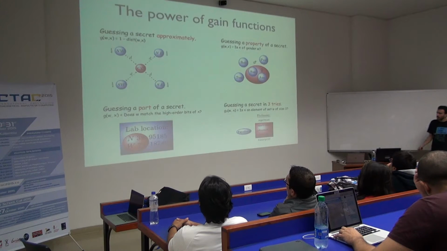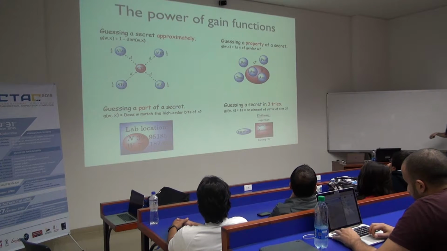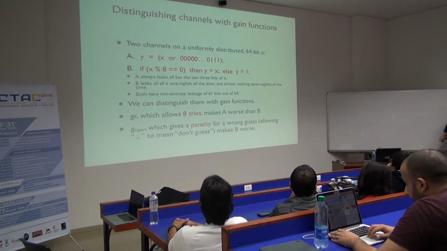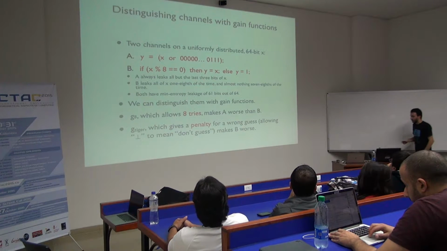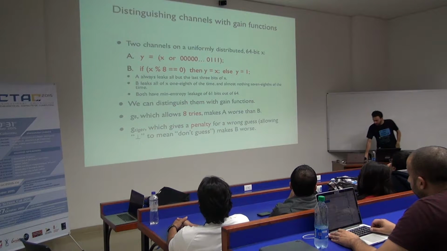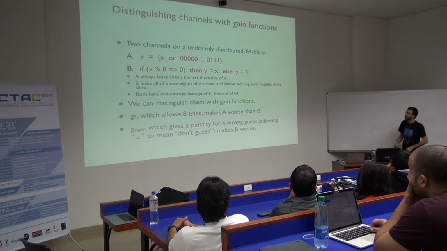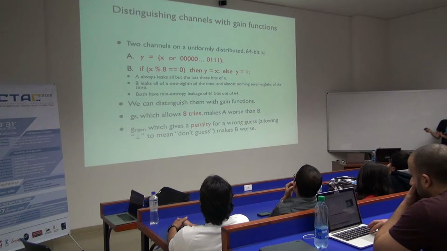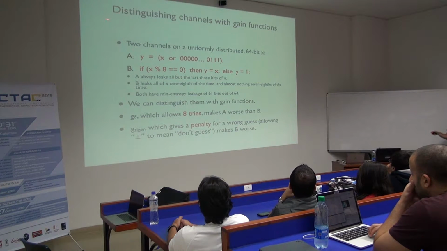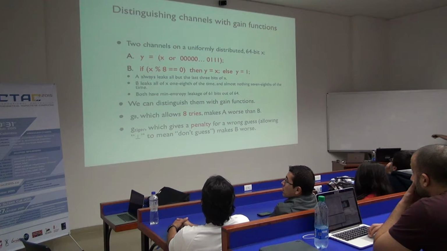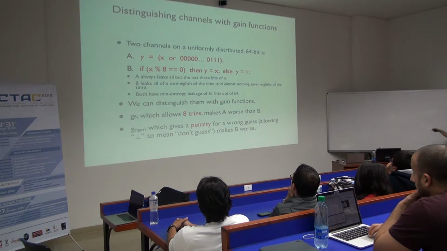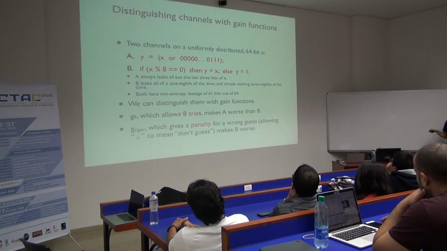All right. So already we saw different scenarios that can be modeled with guesses. Another interesting thing we can do in this framework is using gain functions to distinguish channels, right? Programs. So let's see this quite interesting example here. I have two little programs, very simple, that work on a 64-bit integer variable. And I assume that this is uniformly distributed, for simplicity.